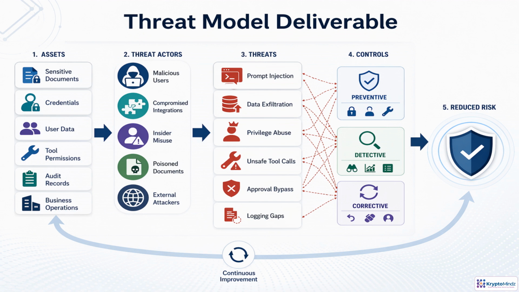A good threat model turns broad concerns into specific risk decisions. Start by naming the assets that matter, such as documents, credentials, user data, permissions, logs, and operations. Then identify who or what could threaten them, including malicious users, compromised integrations, insiders, poisoned content, and outside attackers. For each actor, map realistic attack paths: prompt injection, exfiltration, privilege abuse, unsafe tool calls, approval bypass, or missing logs. The key is linkage. Every serious threat should connect to at least one preventive, detective, or corrective control, plus a clear view of residual risk.